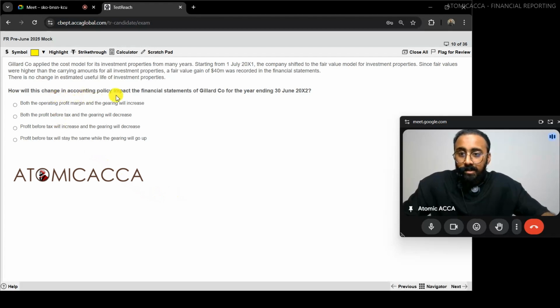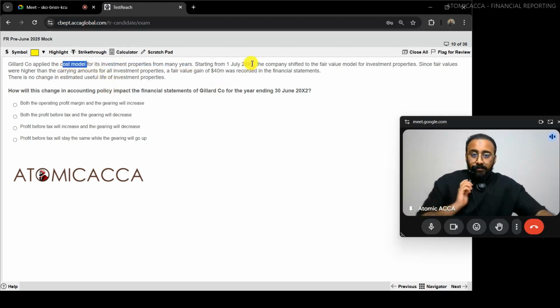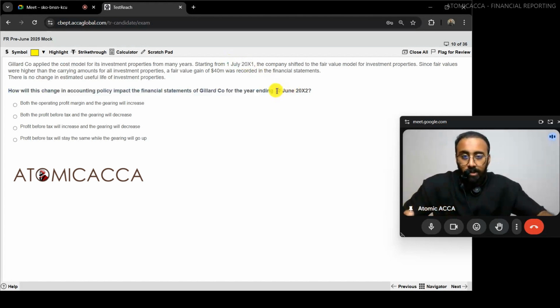How will this change in accounting policy, which is probably IAS 8, impact the financial statements of Gillard Company for the year ending 30th June X2? Gillard Company applied the cost model for its investment property for many years. Investment property is IAS 40 and you were following the cost model. Starting from 1st July X1 to 30th June X2, it's a 1-year story.